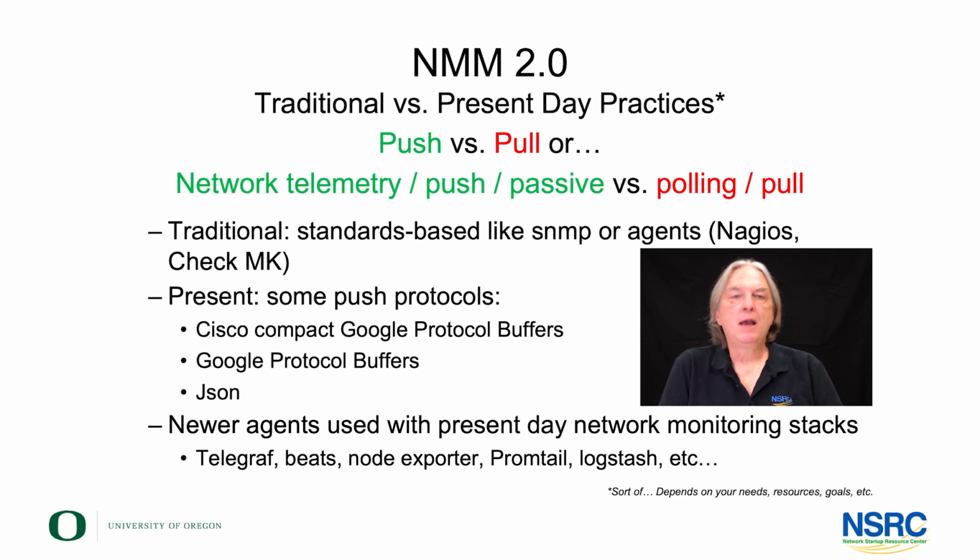There are other tricks. You can use SSH, and there are some more specific things like sending information via JSON, or using even things like the Cisco Compact Google Protocol Buffers. That is a mouthful. Or the Google Protocol Buffers. You can go read about them, and they are used somewhat. But in reality, many of the tools we're going to show you, we're still using SNMP when we want to get information from our switches and routers.